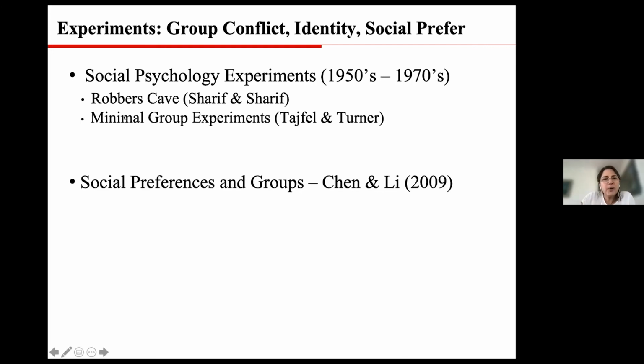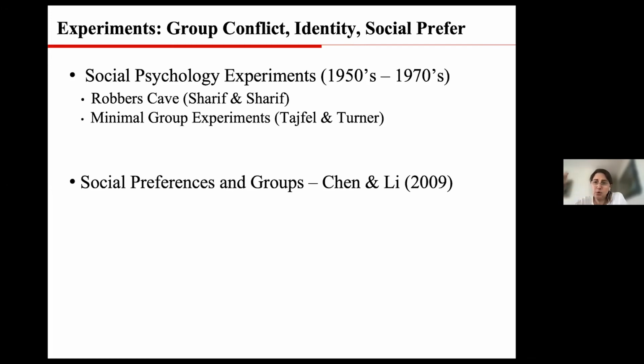A later experiment is by this team. And what they did is they said, maybe we don't have to bring kids out to the summer camp and have them spend 2 weeks camping somewhere to create this animosity. Maybe we're going to see this animosity if we simply divide people into groups, Group A and Group B. And that's the first minimal group experiment.